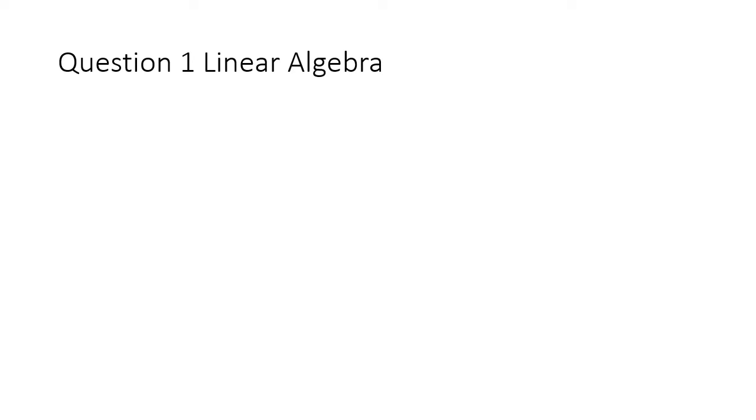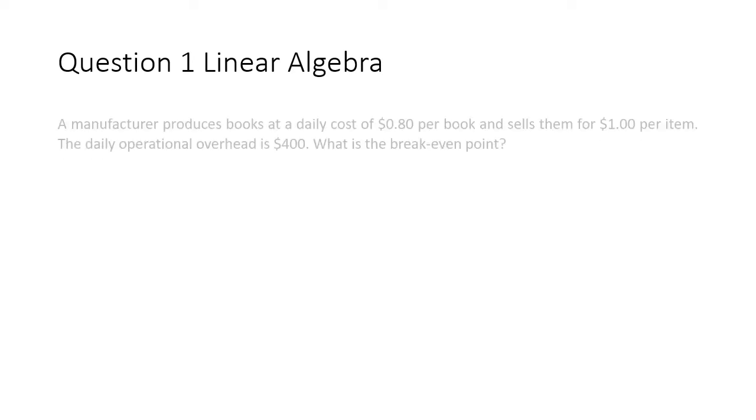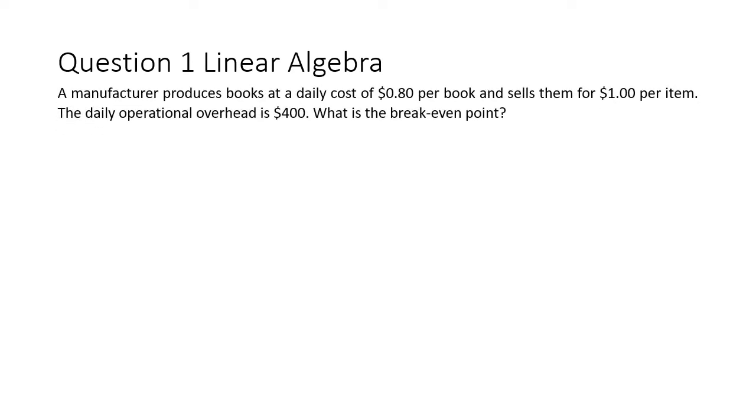To begin with, question 1, linear algebra. A manufacturer produces books at a daily cost of 80 cents per book and sells them for $1 per item. The daily operational overhead is 400. What is the break-even point?